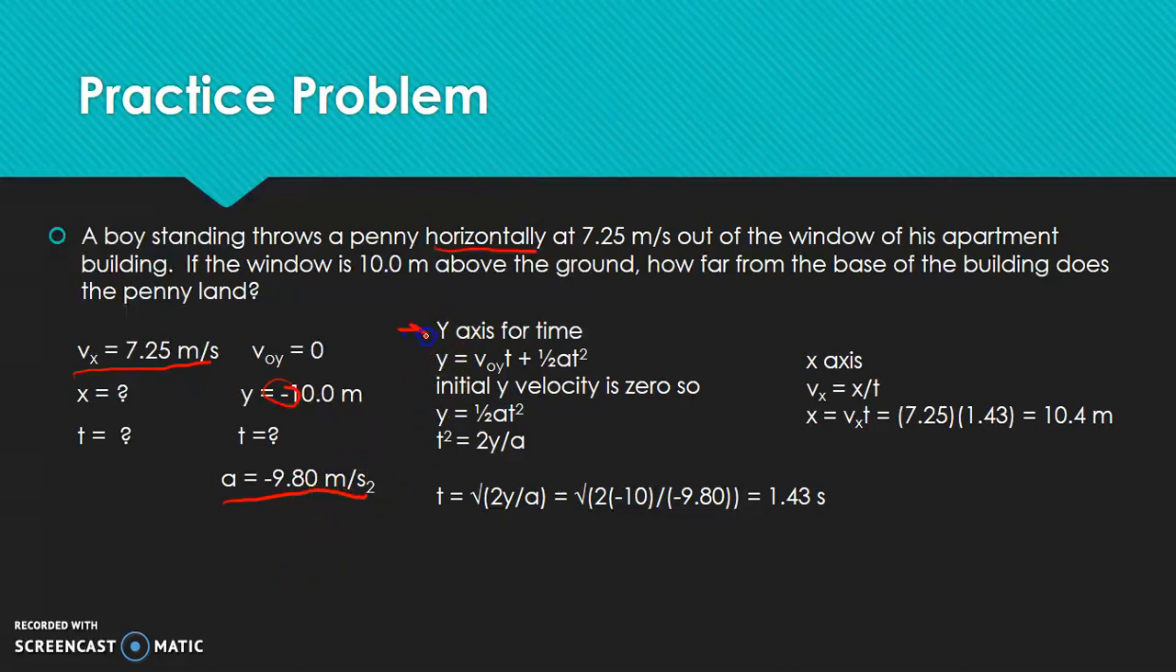So the first thing we need to do is figure out the y-axis for time. So we have the initial velocity is 0 because the boy is holding the penny. We know the acceleration at negative 9.8 meters per second squared, and we don't know time. So we fill in what we know. We rewrite the formula to solve for time. So we get the square root of 2y, which is the distance, divided by acceleration. We plug in what we know down here, and we should get 1.43 seconds. So that is now time. So we can go back and fill in what we know.